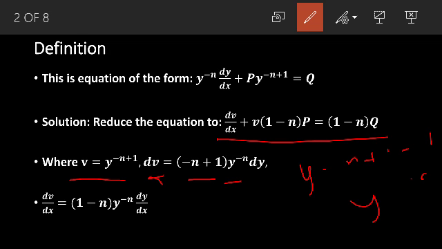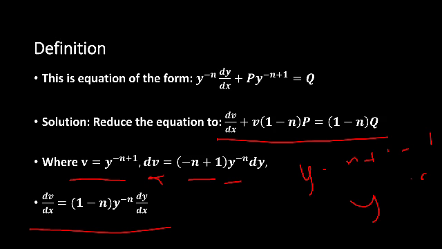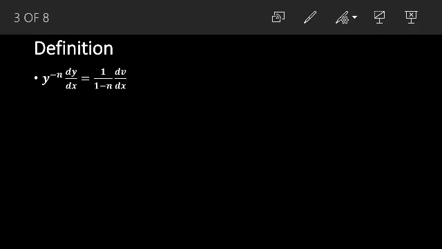And so if we now divide through by dx, we are going to get this. So we now have dv/dx becomes (1-n) y^(-n) dy/dx. Then your y^(-n) dy/dx, making it the subject of the formula, becomes 1/(1-n) dv/dx.